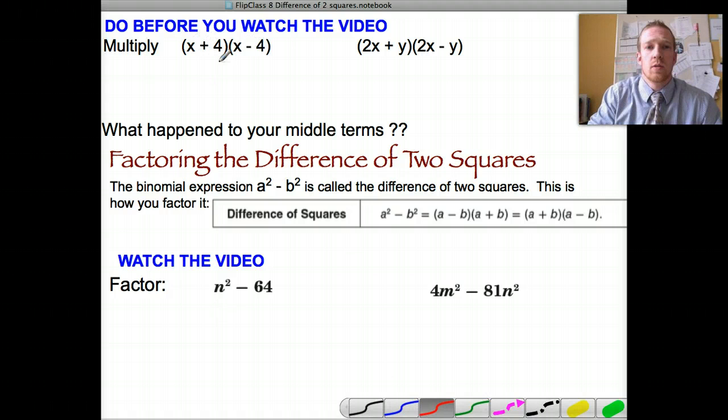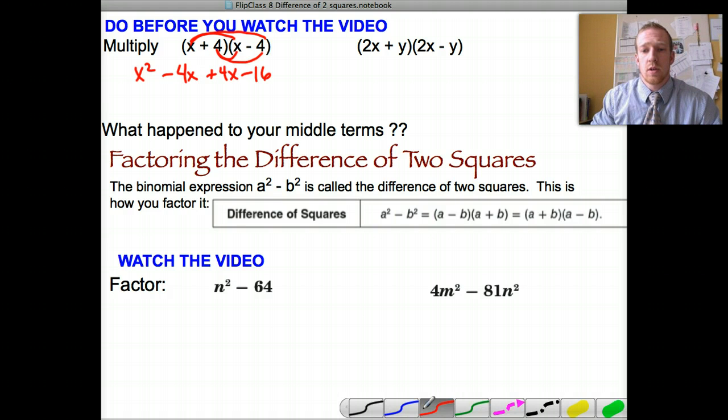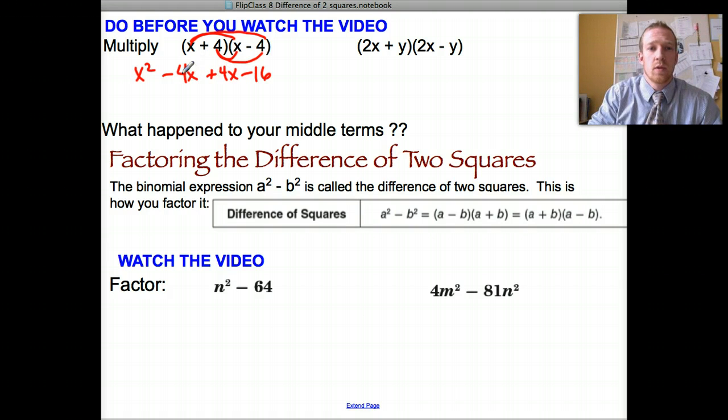So if I FOIL this out, or use the grid method, whichever way I can multiply two binomials, I do x times x is x squared, x times negative 4 is minus 4x, 4 times x is a positive 4x. 4 times negative 4 is a minus 16. Alright, and then when I simplify this, we have negative 4x and a 4x. Those are like terms. They're equal and opposite. So those cancel each other out. Right? Negative 4x and a 4x cancel each other out. And leaves me with just an x squared minus 16.